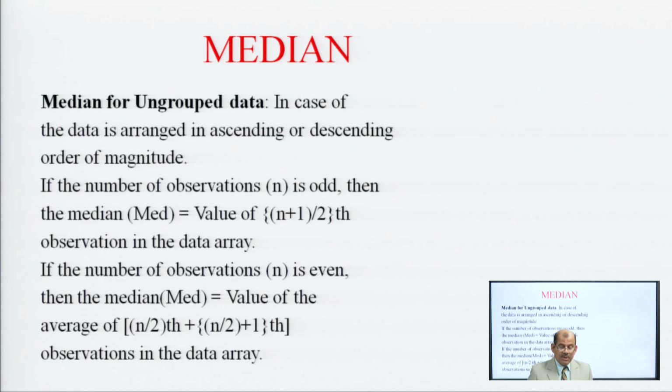We have already shown that if the number of observations is even, then the median is equal to the average of the (n by 2)th and (n by 2 plus 1)th items.